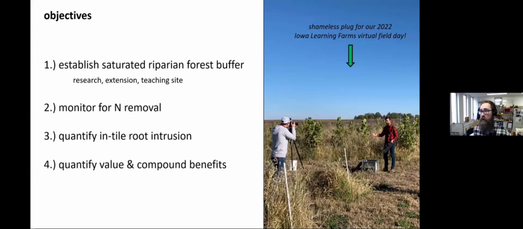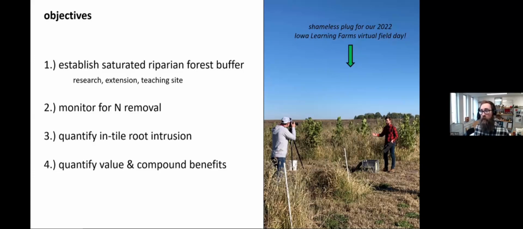And then, number 3 is to quantify in-tile root intrusion. I really think that that is one of the main reasons folks shy away from this practice. There's a stigma with trees and tile and roots and blocking them up. There's a lot of stigmas with trees in the Midwest, but that's one of them. I think that's one of the big reasons that folks shy away from even considering including trees in a practice such as this that has tile drainage.